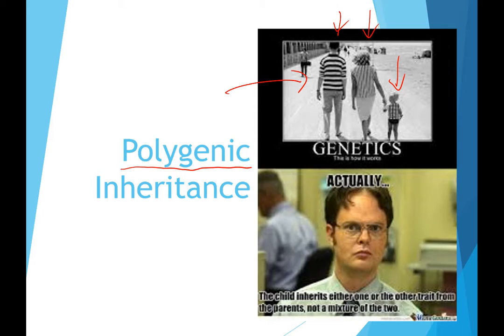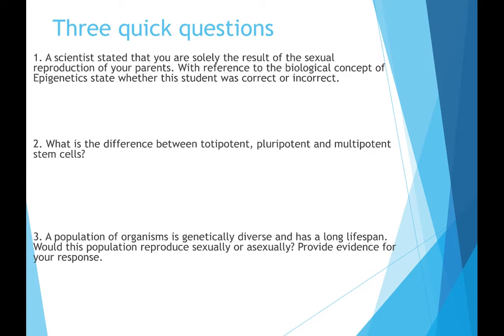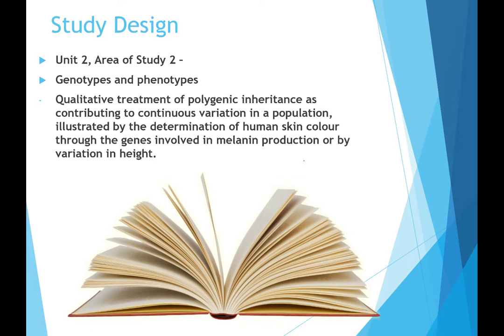But inheritance is actually a lot more complicated than that, and we're going to illustrate that in terms of polygenics. And we've actually talked about this a little bit together. Pause the video here and have a go at 3 quick questions, and we'll have a look at them together in class. Last little bit of genotypes and phenotypes.